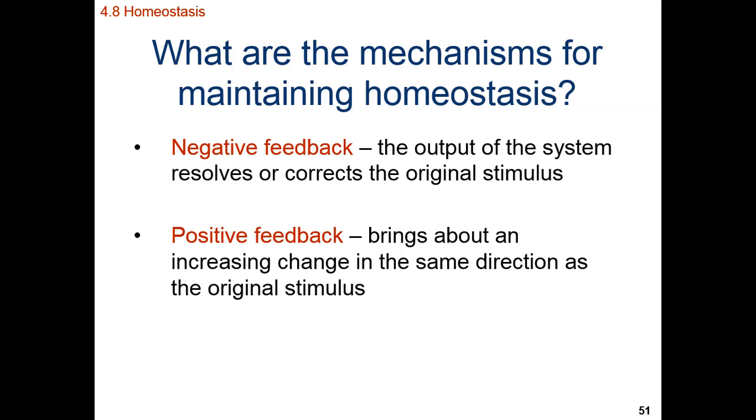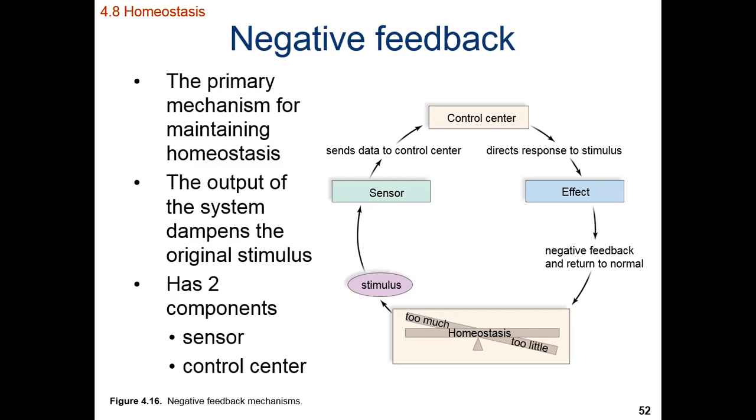There are 2 ways that we can maintain homeostasis. We have negative feedback and we have positive feedback. Negative feedback generally means that the response is opposite from the stimulus. So let's talk about body temperature, the classic example of negative feedback.